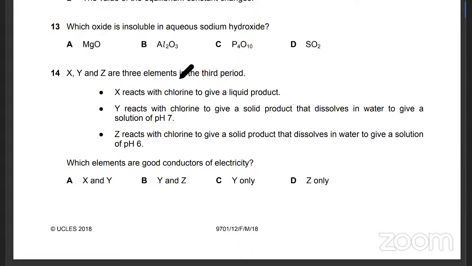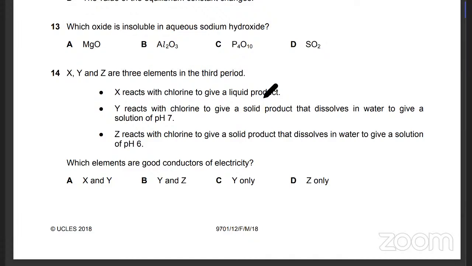Actually, well, X, Y, and Z. See, X reacts with chlorine to give a liquid product. So who's X? Well, it can't be NaCl, right? Is NaCl liquid? It's not. It's an ionic solid. MgCl2 is the same thing. Who's a liquid product?